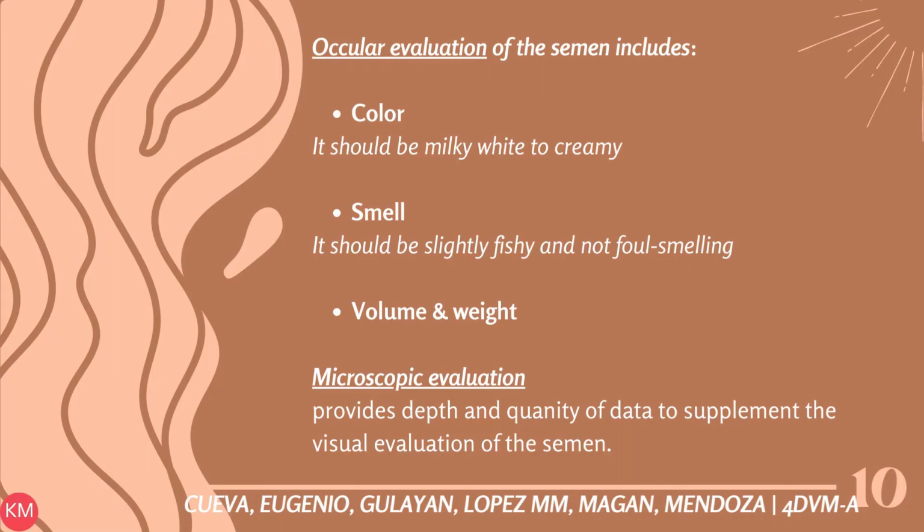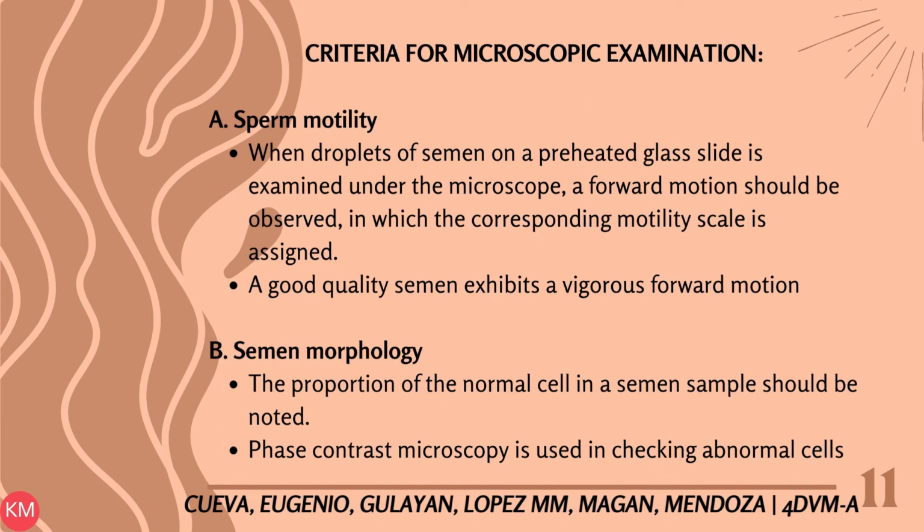Take note to evaluate the color, smell, volume and weight of the semen. Microscopic evaluation provides depth and quantity of data in order to supplement the visual evaluation of the semen. Here are the criteria for microscopic examination. First, sperm motility. A forward motion should be observed, to which the corresponding motility scale is assigned. A good quality semen exhibits a vigorous forward motion.